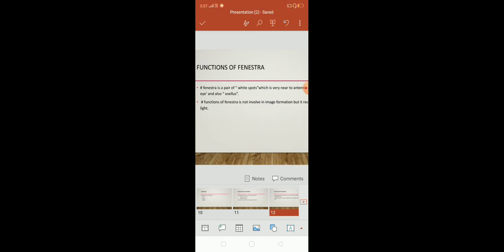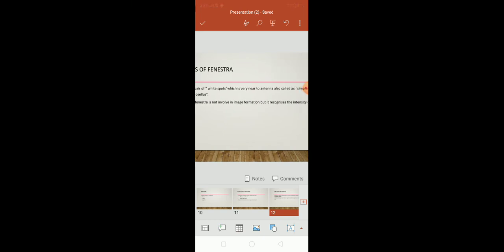Fenestra. Functions of fenestra. Fenestra is a pair of white spots which is present behind the antennae, very close to antennae. Fenestra is also called simple eye and also ocellus. Fenestra is not involved in image formation, but it recognizes the intensity of light. This is the fenestra's function. And let's go to our 13th slide.